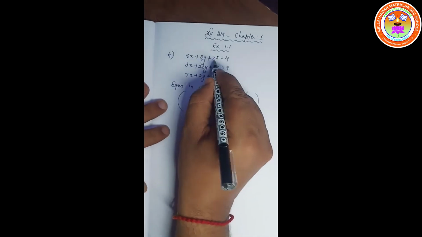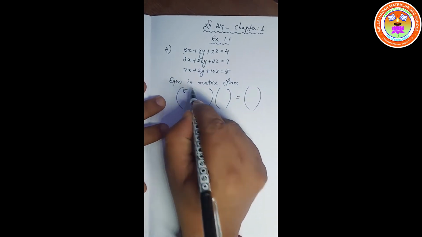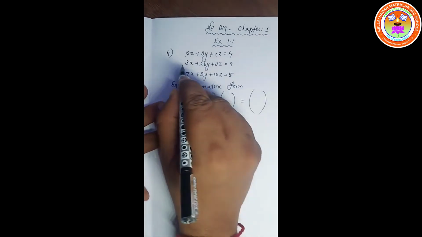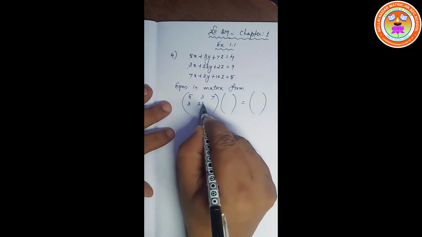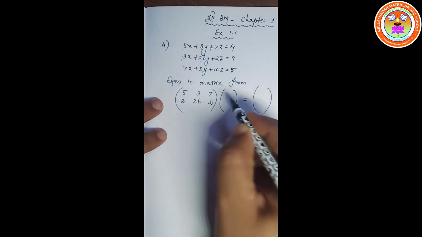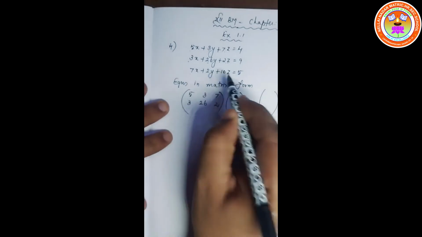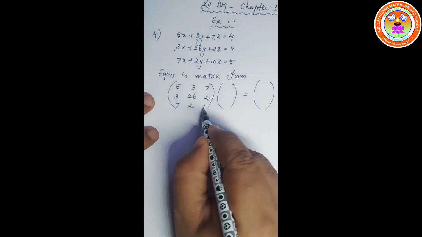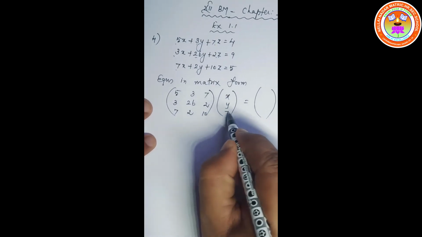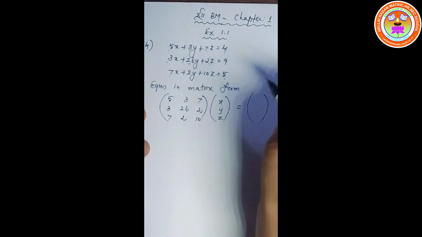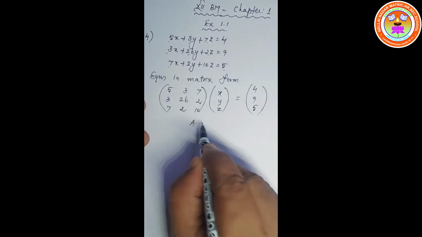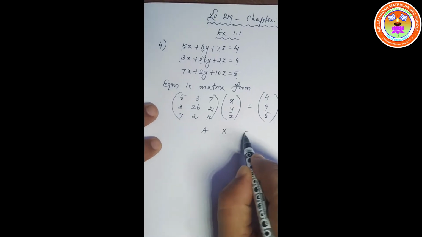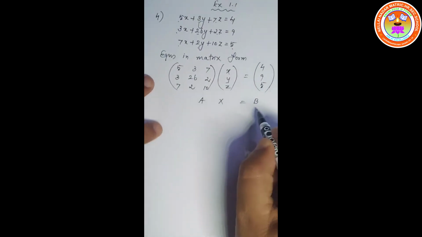X, Y, Z coefficients 5, 3, 7. The first row. Second row 3, 26, 2. And third row 7, 2, 10. Here X, Y, Z, and 4, 9, 5 on the right hand side. Consider the first matrix as A, this one capital X, right hand side matrix as B.